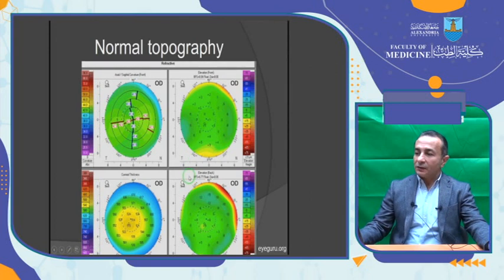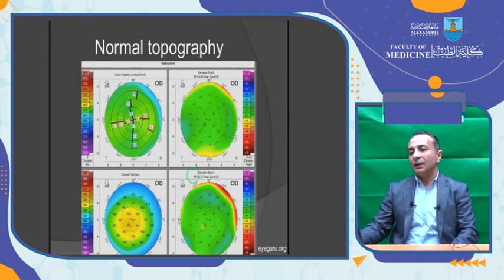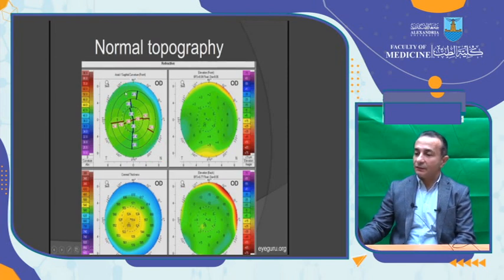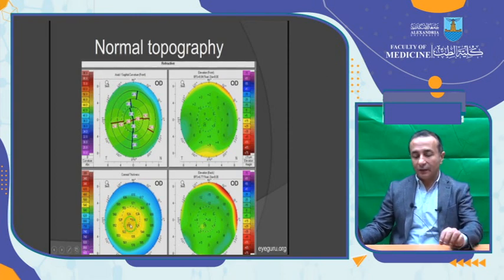These 2 maps are the anterior and the posterior elevation, which is a tool for diagnosis of early keratoconus. As we can find here, this is a normal topography. All the keratometric readings are between 41 and 42, and the thickness also, the thinnest location here is about 510 microns, which is within the normal range.